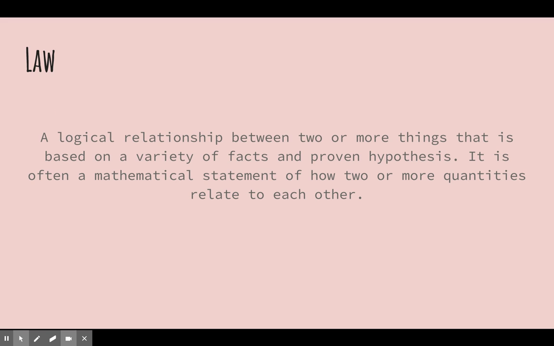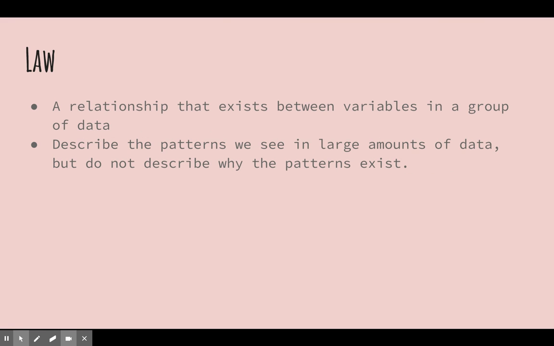A law is based on proven hypotheses. So what we had just talked about, when those have been tested and proven to be true, they can then potentially become a law. A law is a relationship that exists between variables in a group of data, and they describe the patterns we see in large amounts of data, but do not describe why the patterns exist. So laws describe a pattern, but not why that pattern is there.